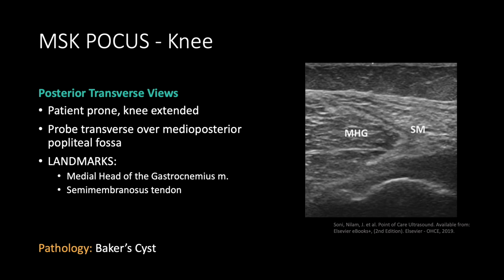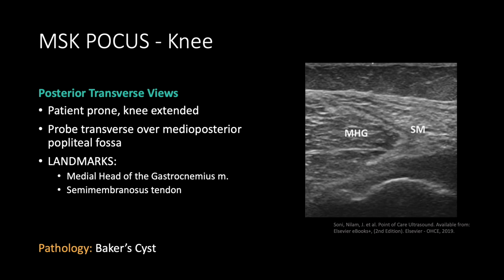Now, there are other structures in the posterior knee, so if you're looking at the popliteal veins for a DVT, or trying to look for other deeper structures, you may move the probe a little bit to look at those. But with regards to MSK findings, generally when we look at the back of the knee, we're identifying whether or not there is a Baker's cyst. And to do that, you need to be able to identify the medial head of the gastroc muscle and the semimembranosus tendon.